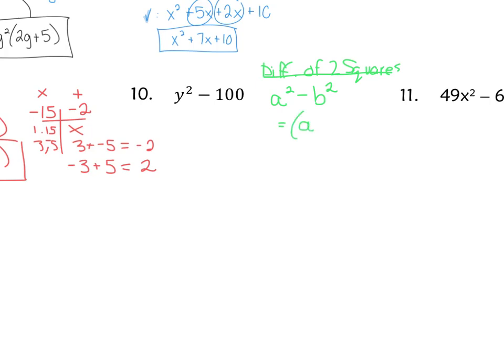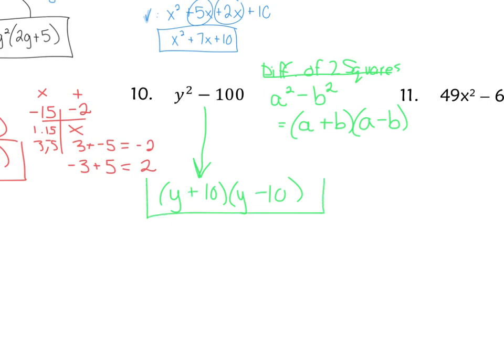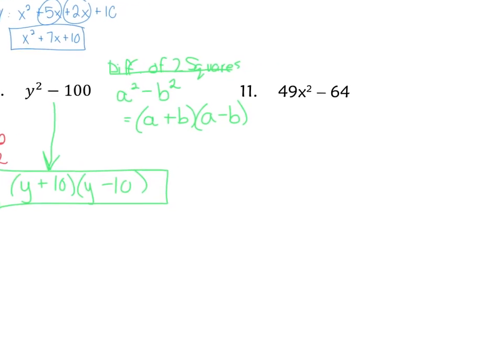So this will factor to be a plus b, a minus b. So you want to unsquare the first term and you want to unsquare the second term. So for this problem, I'm kind of running out of room here. y squared is a perfect square, so if I unsquare it, I get y and y. And then if I unsquare 100, what number times itself is 100? It's 10 and 10. One's a plus, one's a minus. Order doesn't matter. Okay, for number 11, we also have a difference of two squares.